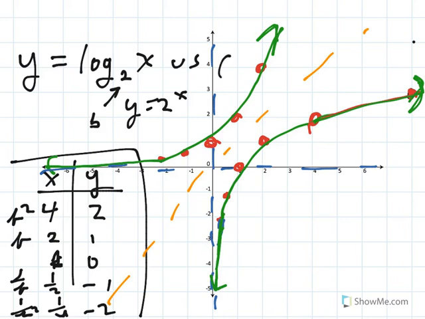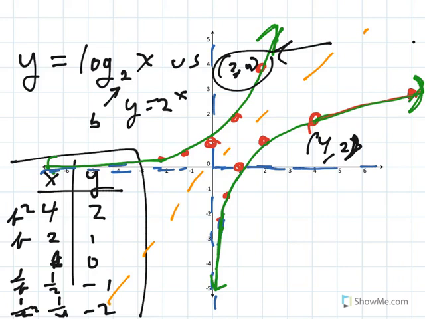If 2, 4 is on y equals 2 to the x, then 4, 2 will be on the curve y equals log base 2 of x. So they're inverses of each other. And you could, if you wanted to, make a graph of this one first and just take each point on this graph and reflect it over the y equals x line by interchanging the x coordinate and the y coordinate. Just remember that the horizontal asymptote in y equals 2 to the x, when you reflect that over the line y equals x, becomes the vertical asymptote of the logarithmic curve.